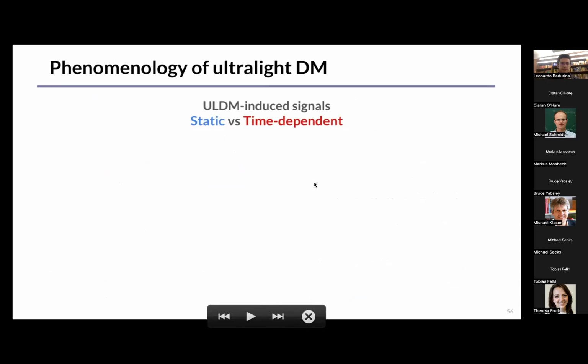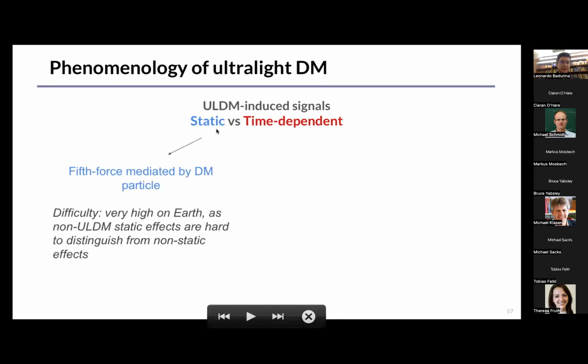Let me make a statement about the phenomenology of ultralight dark matter in laboratory experiments, which I think is important, and I hope it will convince you as to the motivation for certain types of signals in atom interferometers. We know that ultralight dark matter can induce static or time-dependent signals. Static signals can originate, for example, as a result of fifth forces being mediated by this dark matter particle. These types of searches are extremely difficult to perform on Earth because very many non-ultralight dark matter static effects would be present, and these are extremely hard to distinguish from dark matter induced static effects.